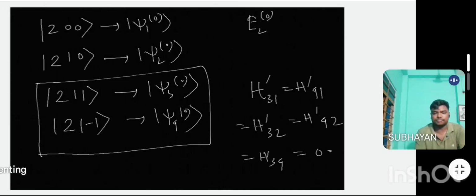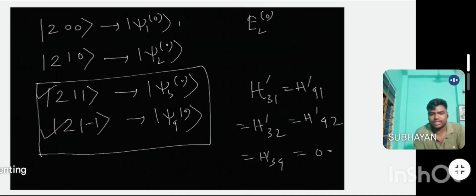This means the corresponding matrix element of H prime associated with 3 and 4 will always be 0. Okay, 3 1, 4 1. Any row or column, if associated with 3 and 4, it will give 0. So the matrix of the Hamiltonian is not troubled with this 2 1 1 and 2 1 minus 1. So you can treat them in the non-degenerate case.